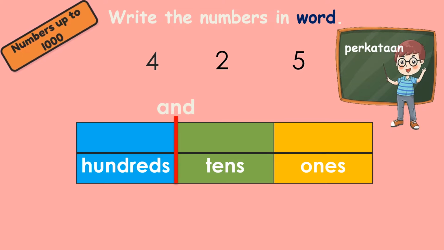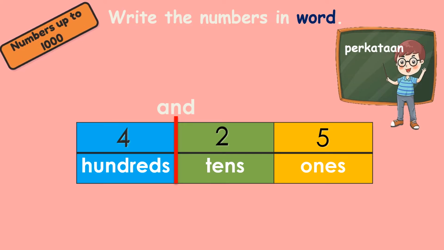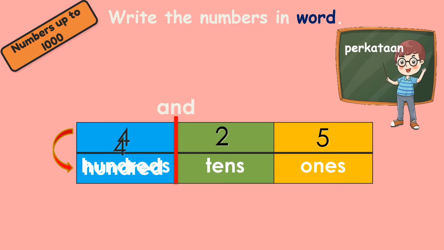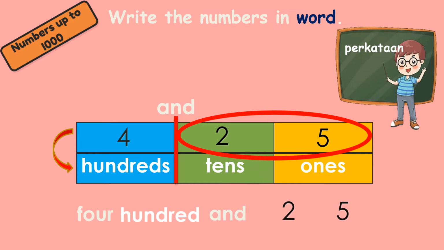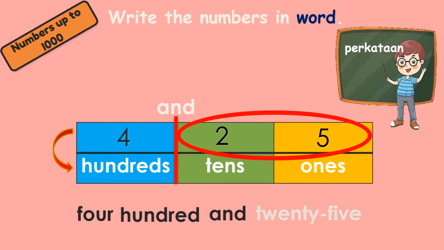Now, let's place each digit of the numbers in the place value chart. How to read or say these numbers? We will start from hundreds. 400. Then we write n. For tens and ones place, we read together. 25. 425.